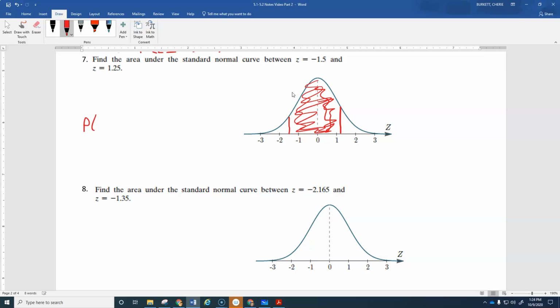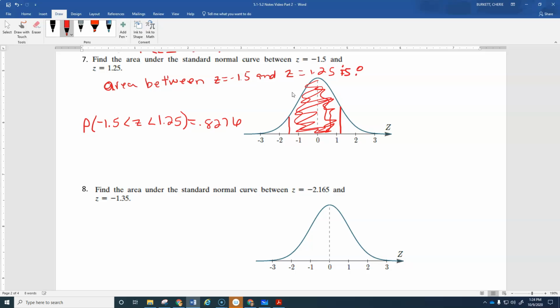So the final answer for this problem is 0.8276. The probability that the z value is between negative 1.5 and 1.25 is 0.8276, or the area between z equals negative 1.5 and z equals 1.25 is 0.8276.